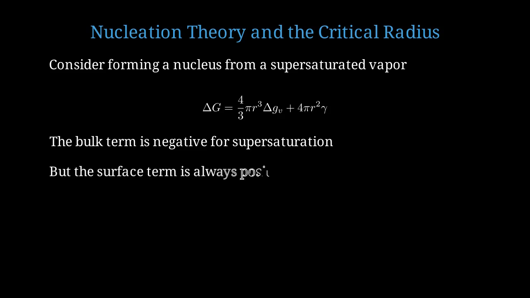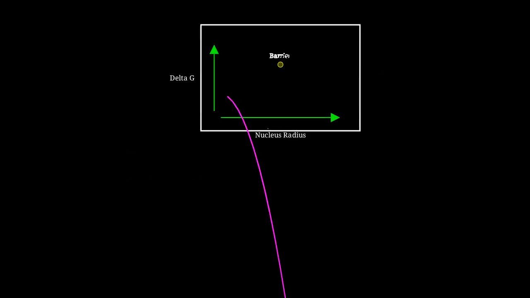But the surface term is always positive, opposing nucleation. This creates an energy barrier. Small nuclei have high positive free energy due to surface dominance. There's a critical radius where the free energy reaches a maximum. To find the critical radius, we take the derivative of delta G with respect to R and set it equal to 0.